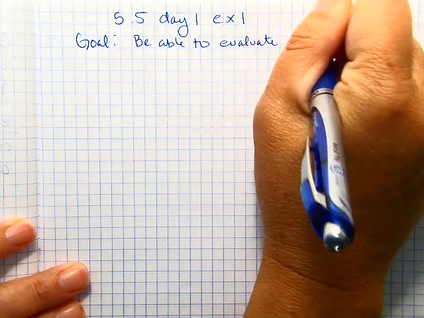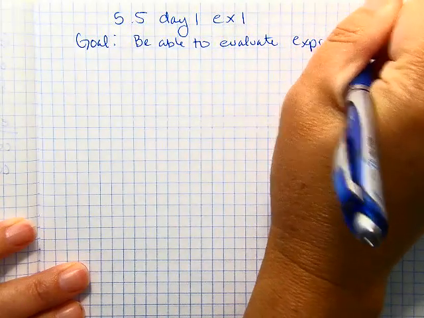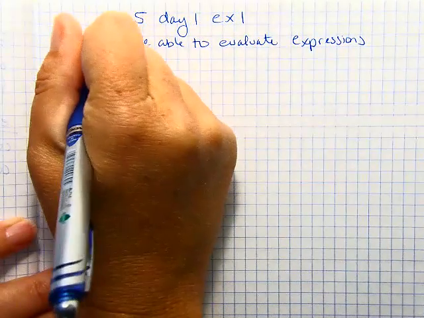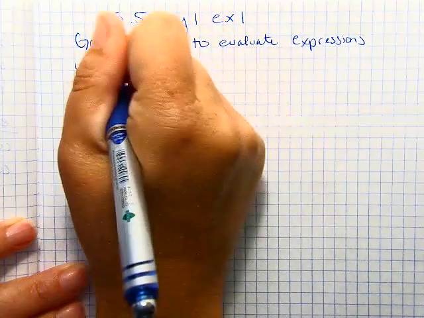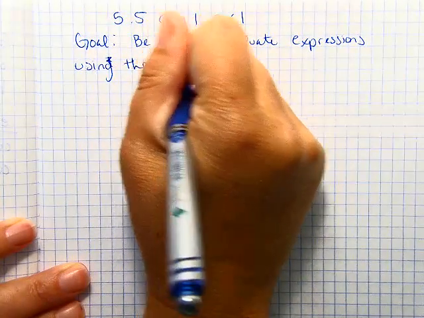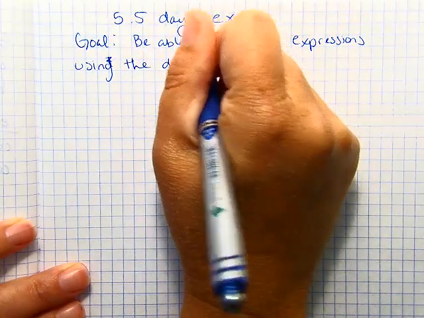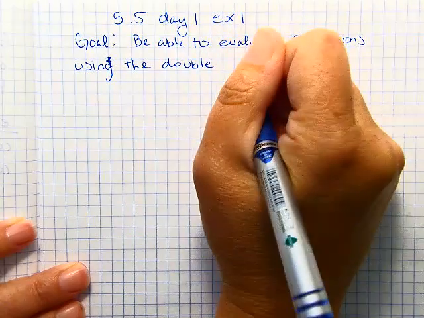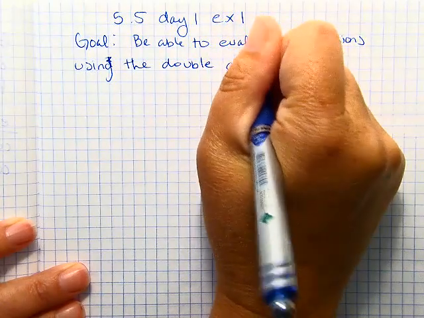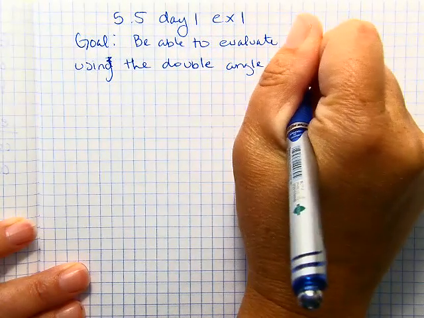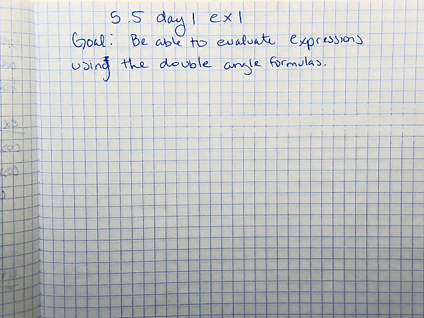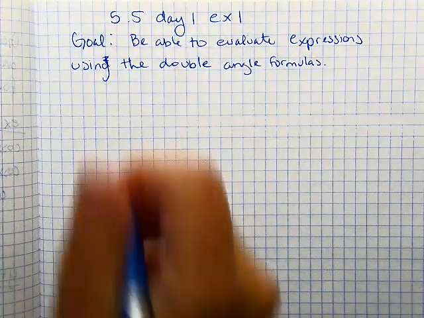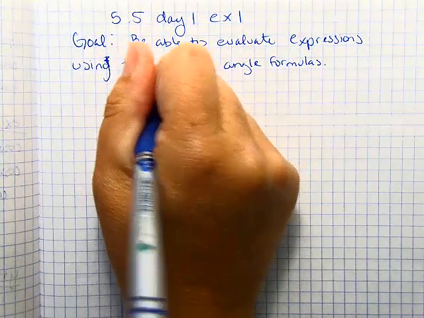evaluate expressions using the double angle formulas. I was already writing the double before I finished using angle formulas. And so you have those formulas there in front of you. And so we're going to start with this kind of like we started a few other things.